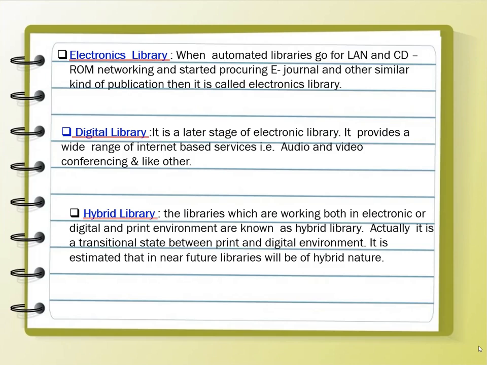The next type is the hybrid library. What are hybrid libraries? The libraries which are working both in an electronic or digital and print environment are known as hybrid libraries. Actually, it is a transitional state between print and digital environments. It is estimated that in the near future libraries will be of a hybrid nature. So, a hybrid library upholds all the virtues of all the libraries that we have seen so far, including electronic, digital, and print environments.